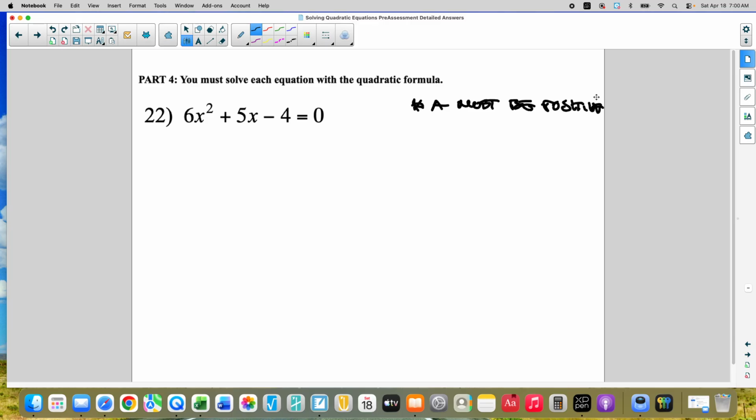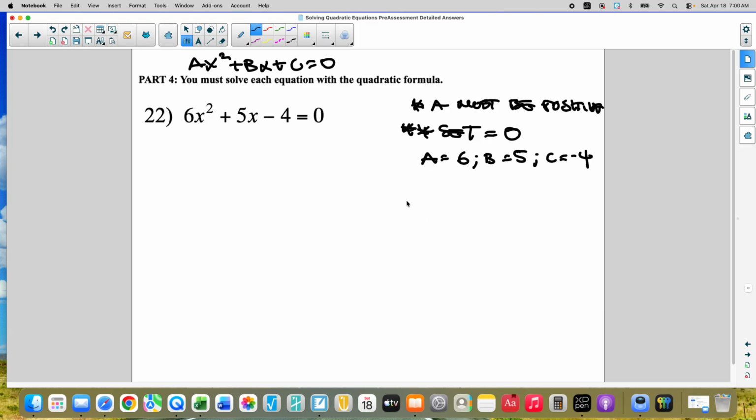So A must be positive, and our formula is derived from ax squared plus bx plus c, which is where we get it, so we have to set it equal to 0. A must be positive. Let's do this. Set equal to 0, and so my a value is equal to 6, my b value is equal to 5, and my c value is equal to negative 4. We're going to plug it into this equation.